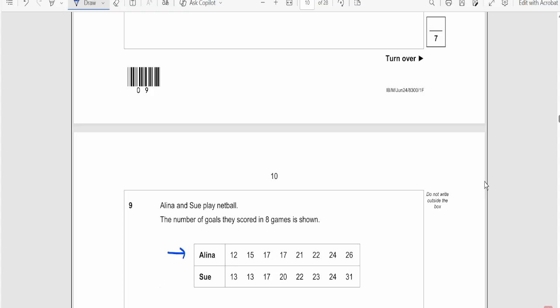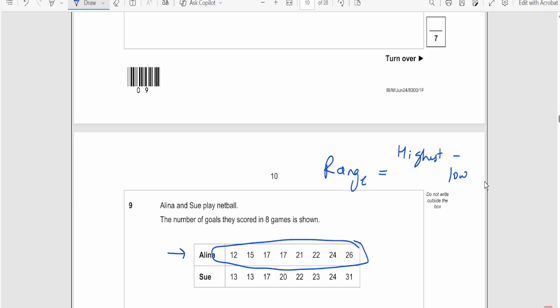For Alina's scores, can you find the range? What did range mean again? Highest value subtract lowest. So 26 and 12. 26 minus 12 is, is it 14? Yes, so the range is 14.